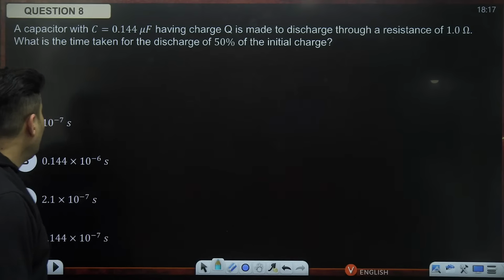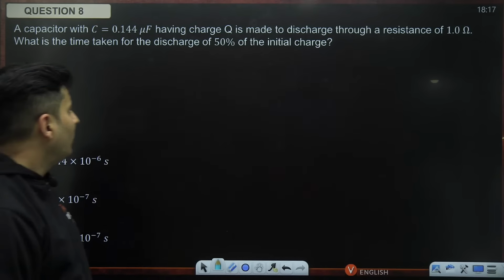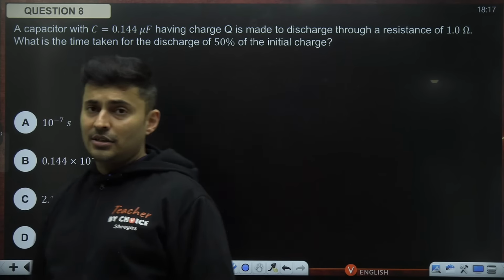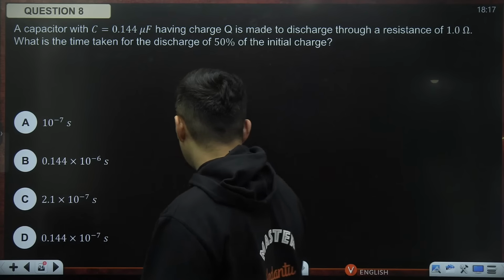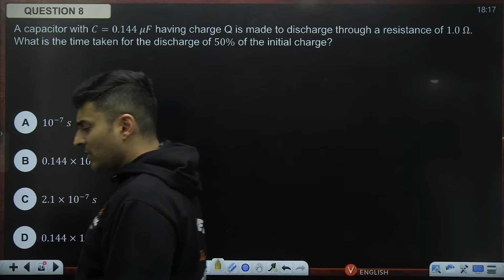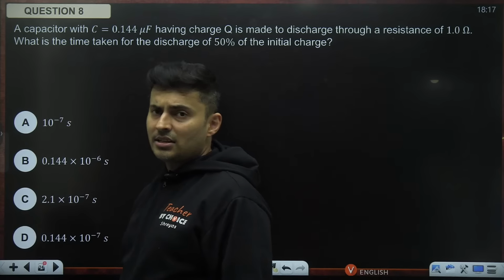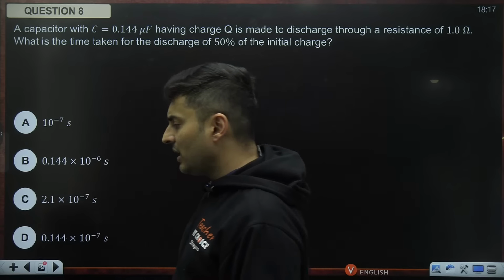So you have a capacitor and charge, and it is made to discharge through a resistance. What is the time taken for the discharge of 50% of the initial charge? Now, usually you can say that this is out of NCERT because RC discharging is not there, but there have been instances where sometimes randomly they might ask questions on RC charging, discharging, or LR charging and discharging. So just remember the formulas at least.